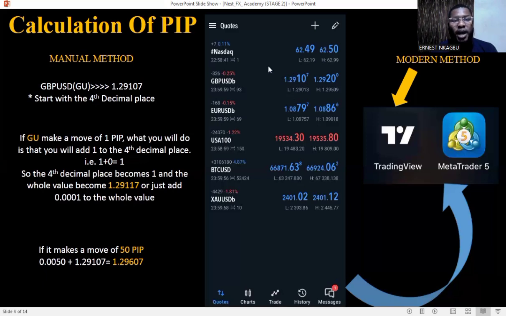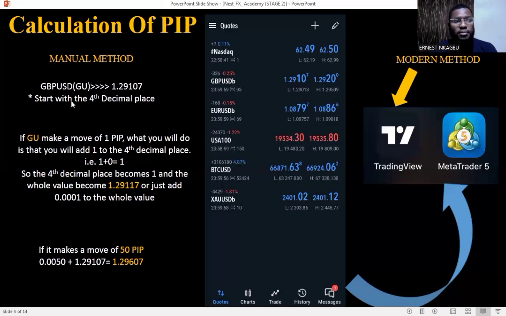So when we actually sell GBP/USD, it means that we are using 1.29107 of pounds to buy USD, to buy one USD. We are using 1.29107 of pounds to buy what? One USD. That is what it means whenever we sell.